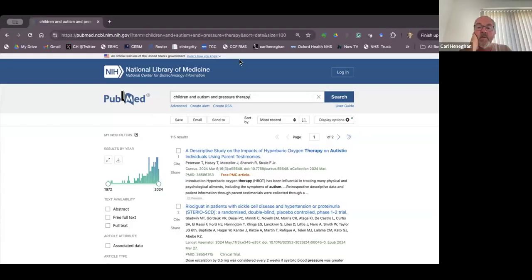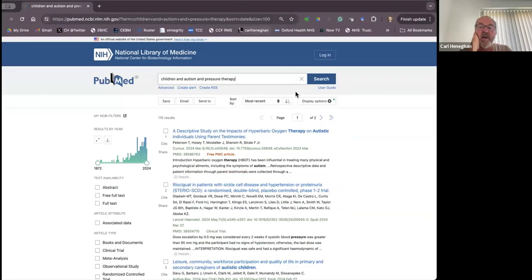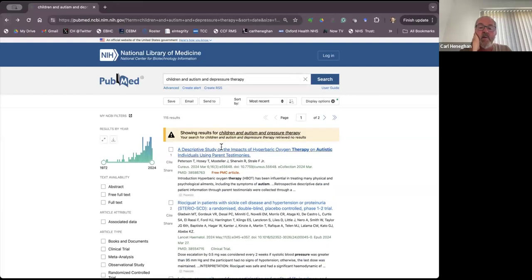Okay, so I know lots about autism, but I know nothing about deep pressure therapy. So that's the component of evidence-based medicine. But immediately, again, I'm into our interesting bit, and I'll start with actually children and autism, and the reason is because when I put deep pressure therapy, it's coming here and showing pressure therapy. Because deep pressure therapy achieves no results, whereas pressure therapy does.